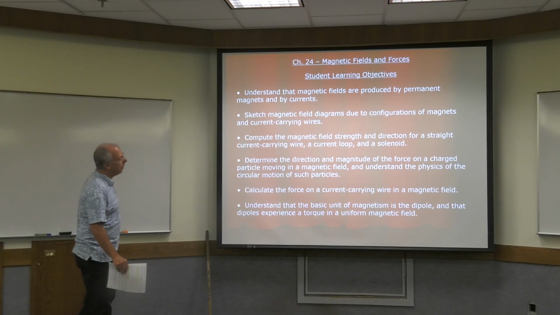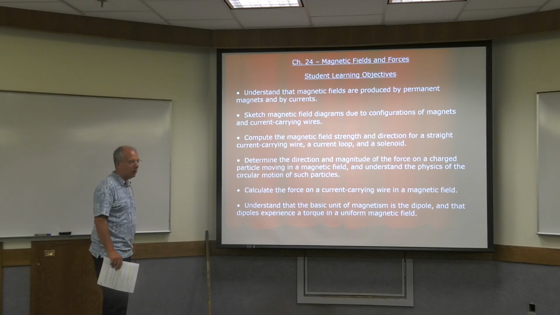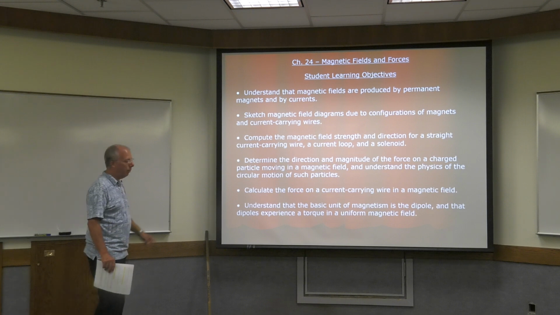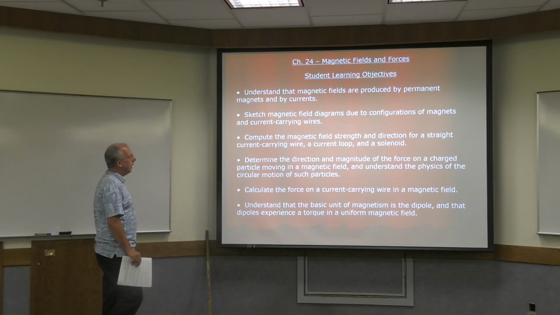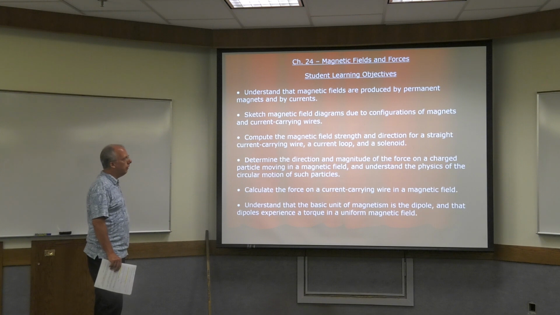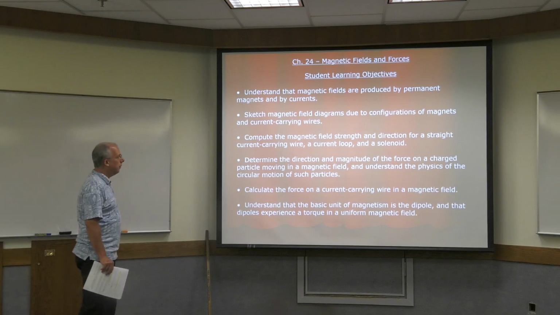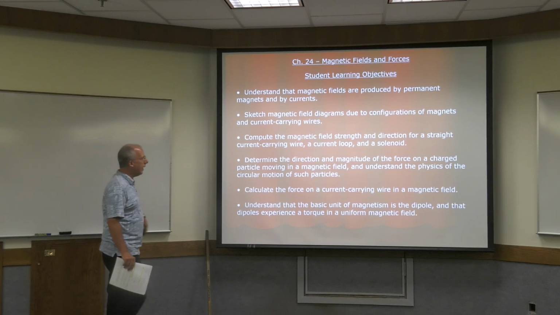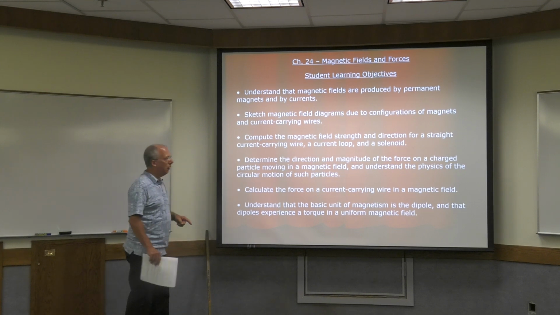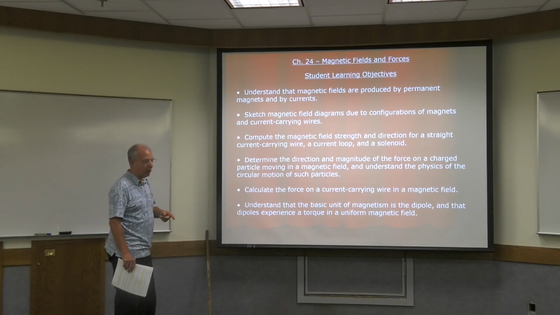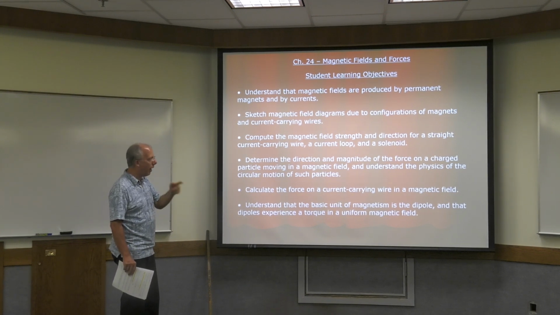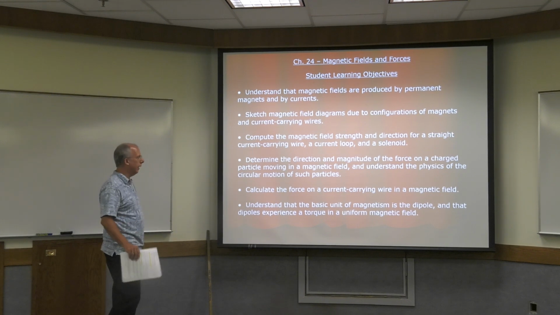Understand that magnetic fields are produced by permanent magnets. We're not going to talk a lot about that. More importantly, by currents, the movement of electric charge. Sketch magnetic field diagrams due to configurations of magnets and current-carrying wires. Compute the magnetic field strength and direction for a straight current-carrying wire, a current loop, and a solenoid. So there are three things: a straight wire, a current loop, a circular wire, and then something called a solenoid, which is like a spring.